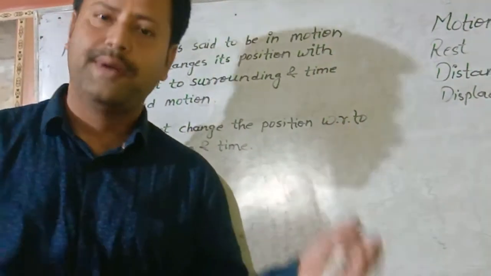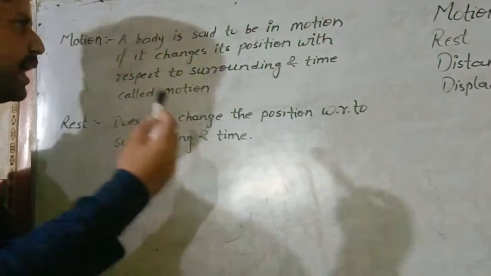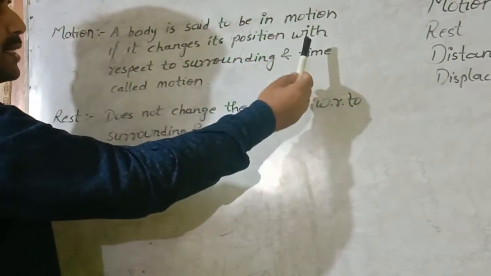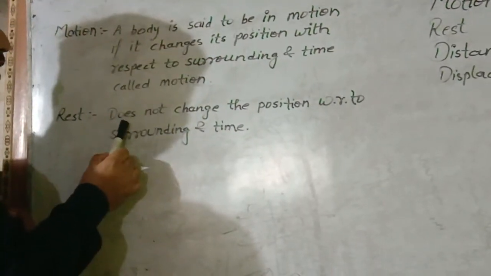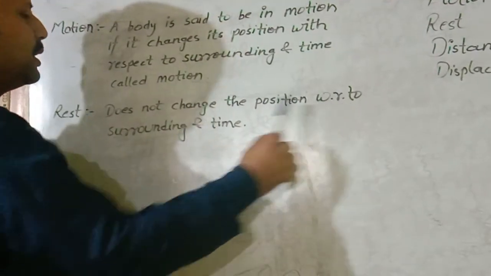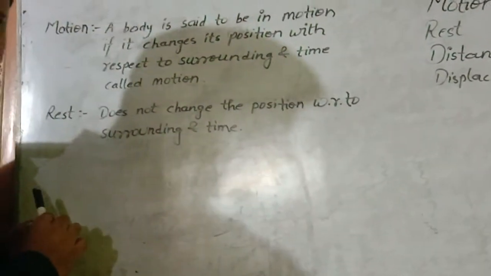So, what is the antonym of motion? It is called rest. What is rest? Similarly, we can say that a body is said to be at rest if it does not change its position with respect to time and surrounding.